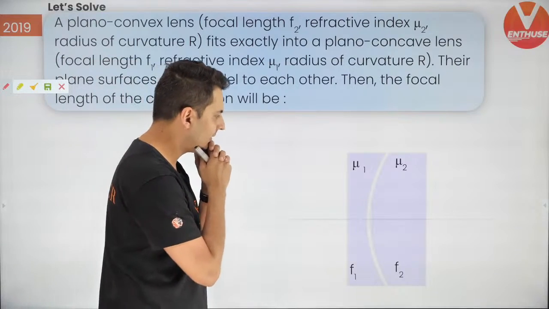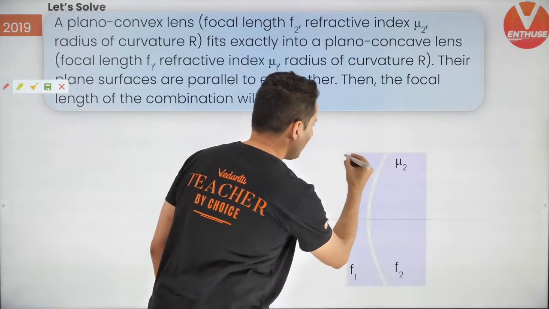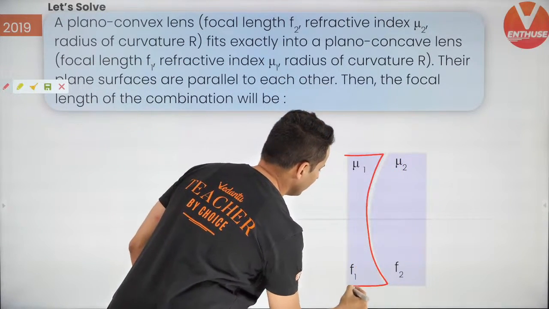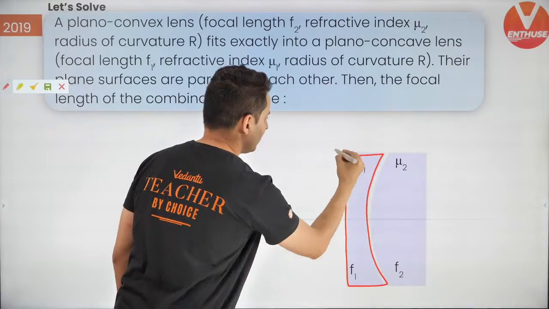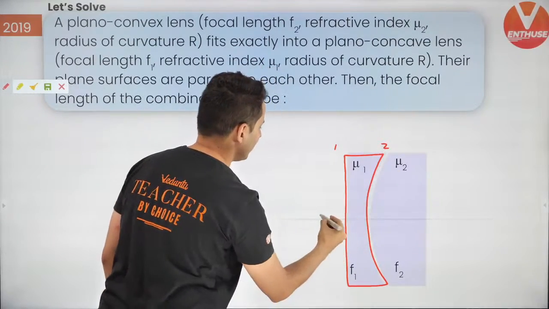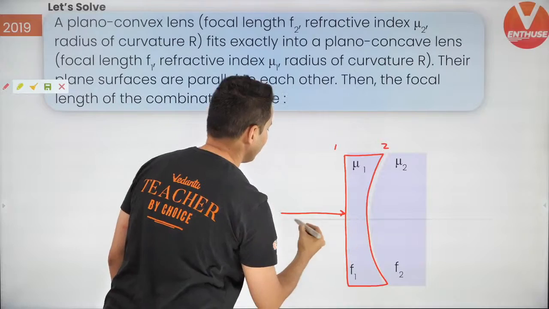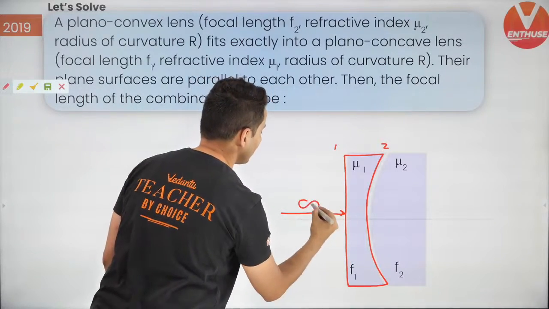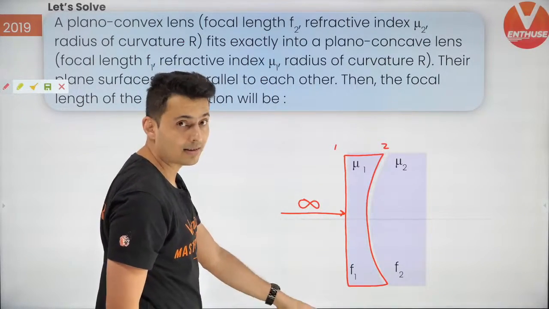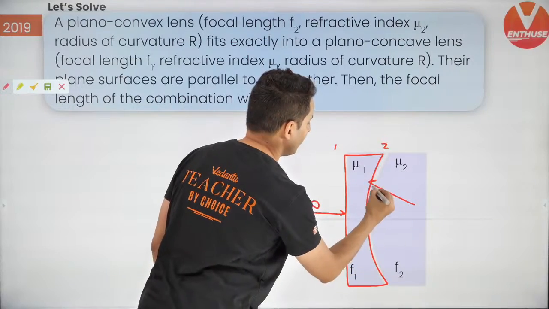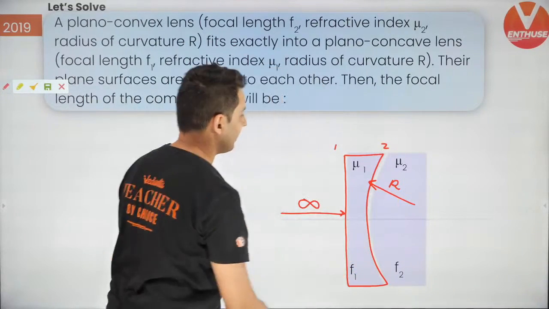So how do I find f1 and f2? Okay, concentrate all your attention on this lens first. This is your first surface, this is your second surface. So the radius of curvature of the first surface is infinity. Yes, it's a flat surface. The radius of curvature of this surface, that is r.